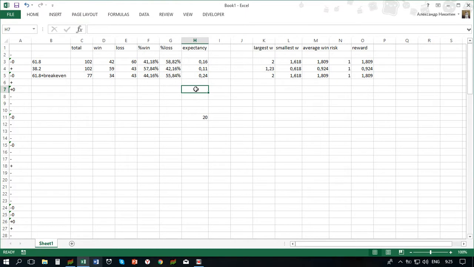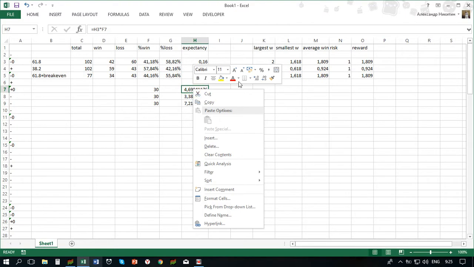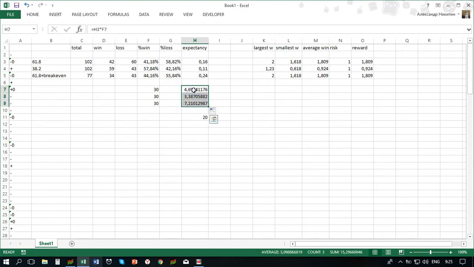Let's suppose we have 30 trades a month. So let's calculate our average monthly returns. It equals expectancy multiplied by the number of trades. So your average return is 4.6 of what you risk on every trade. So if you've been risking 1%, your average return of this strategy is 4.6%.